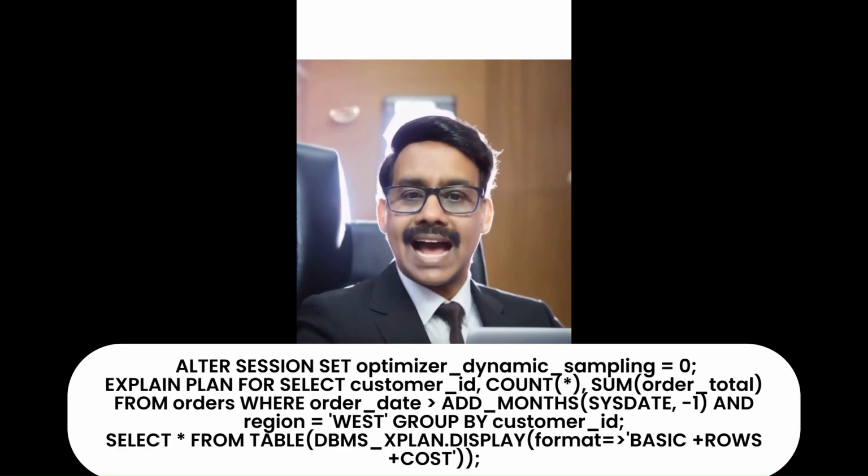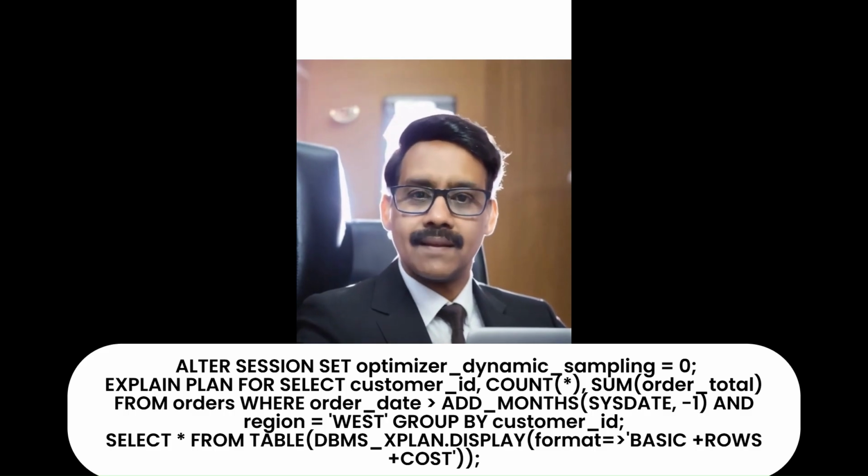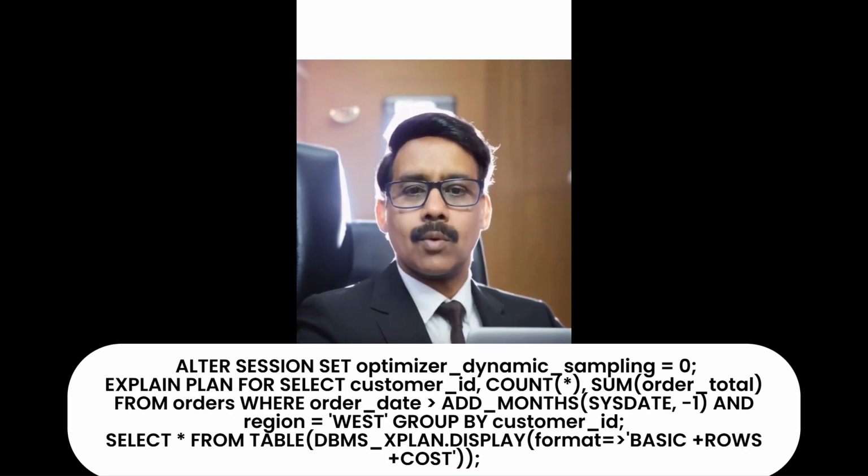where order_date is greater than add_months(sysdate, -1) and region equal to 'WEST' group by customer_id. Select star from table dbms_xplan.display format equal to basic plus rows plus cost. See this?